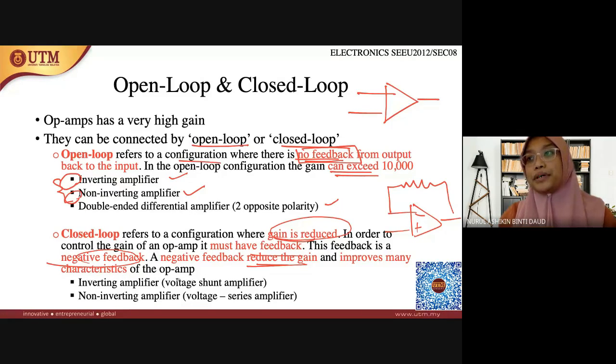This feedback we are going to look into in detail when we apply it in the inverting amplifier, which is the voltage shunt amplifier, and the non-inverting amplifier, which is the voltage series amplifier. Okay, so this is the meaning of open loop and closed loop.